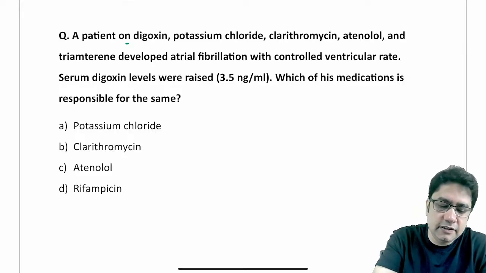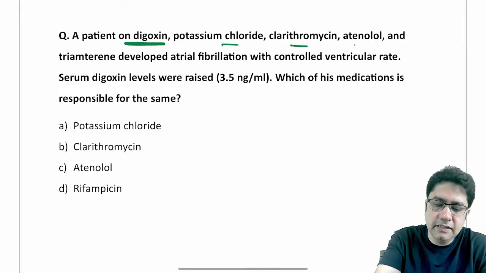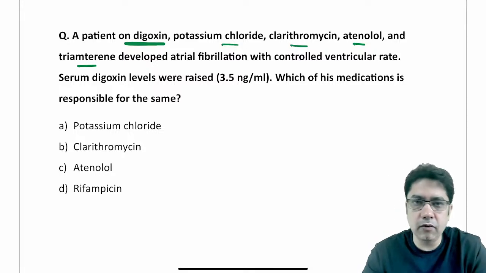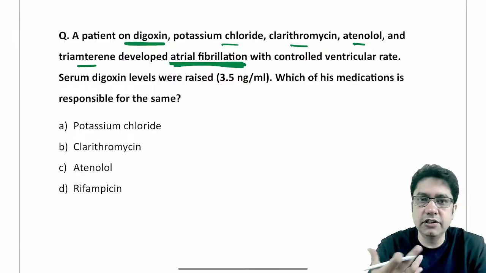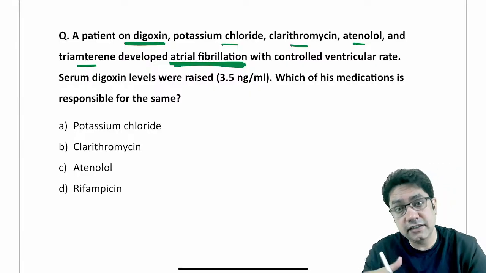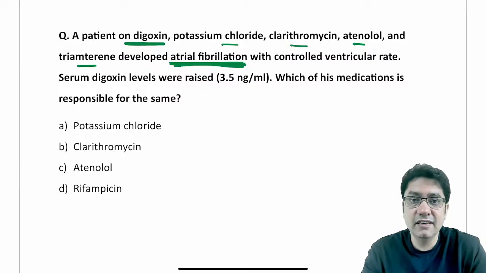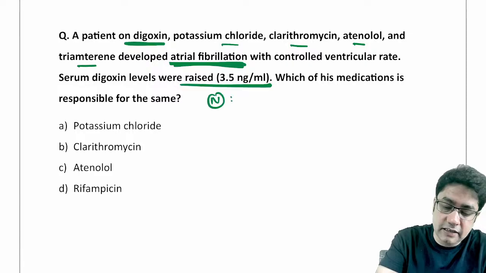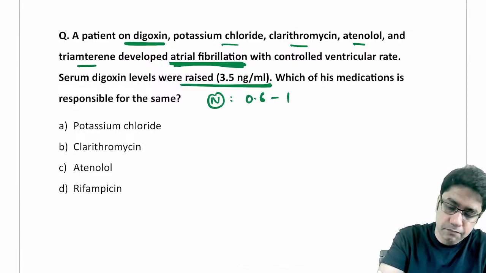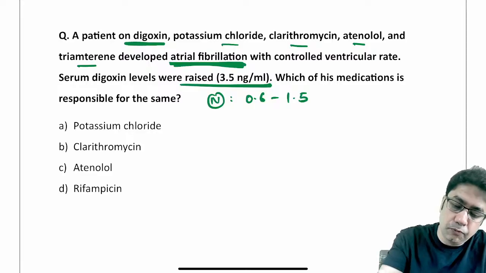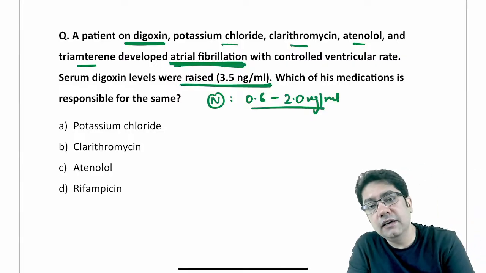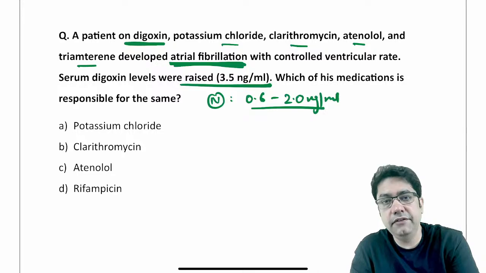A patient on digoxin, potassium chloride, clarithromycin, atenolol, triamterene developed atrial fibrillation with controlled ventricular rate. So atrial fibrillation means arrhythmias are happening. Digoxin itself can cause atrial fibrillation, and serum digoxin level is raised. Remember, the normal level of digoxin in serum is 0.6 to 2.0 nanogram per ml. This is the normal level. So you can see the blood level of digoxin is 3.5.